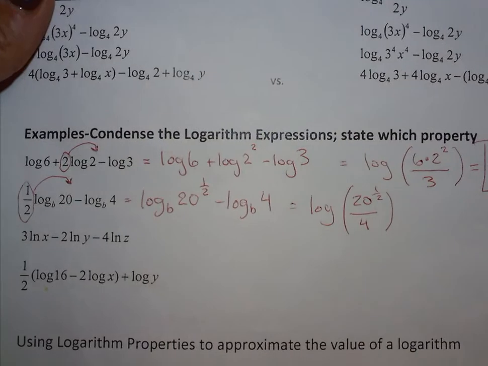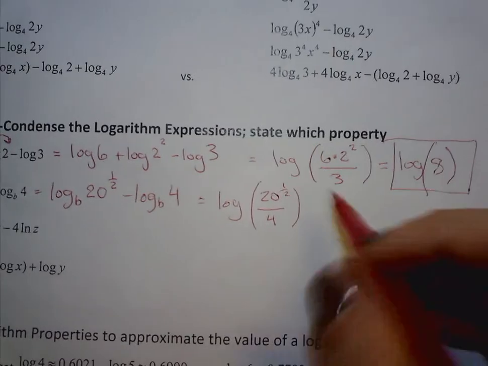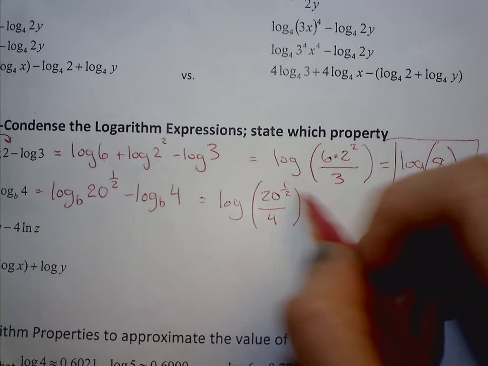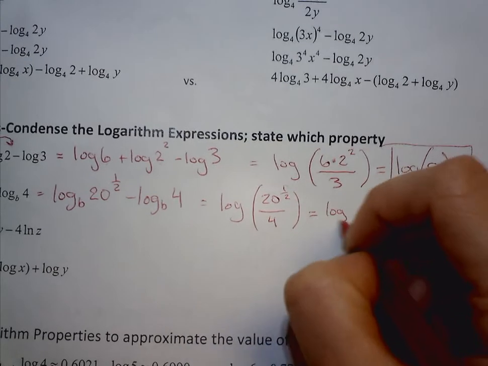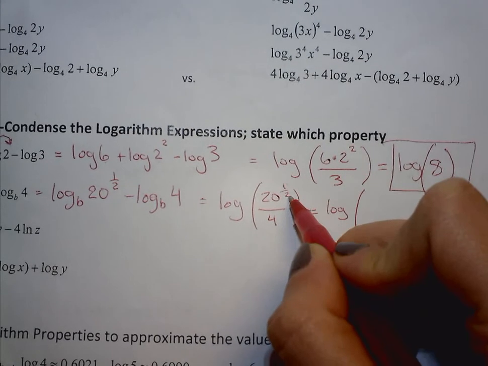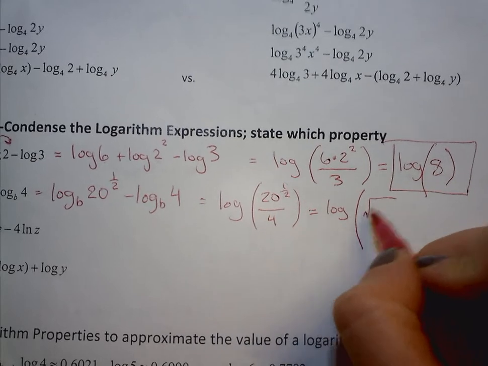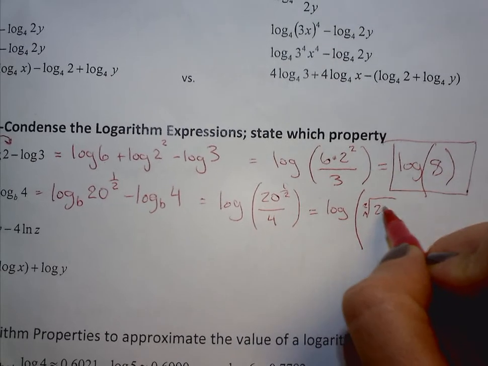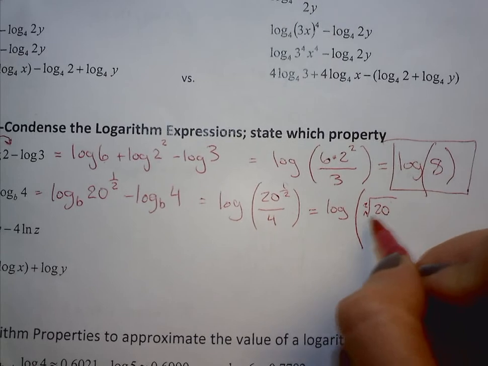If I want, I can try and reduce this radical. I'm going to change this into a radical form. So log, my 2 is in my denominator, so that means that's going to be my root. And then inside I just have 20 to the first power over 4.